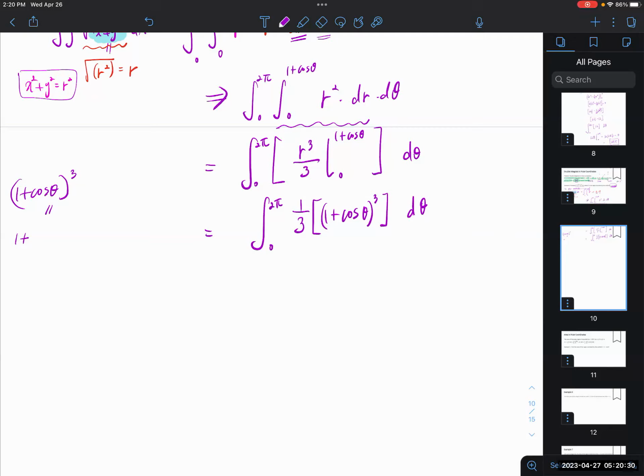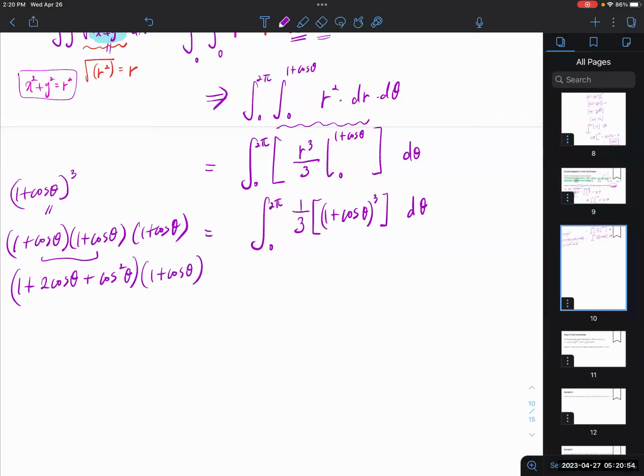It is going to be, let me just multiply 3 times actually. I know it's a little bit of work, but (1 plus cosine theta), (1 plus cosine theta), (1 plus cosine theta). So 1 plus 2 cosine theta plus cosine squared theta, that's the first 2 multiplication. And another, I'm going to multiply one more time. So (1 plus 2 cosine theta plus cosine squared theta) times (1 plus cosine theta). I'm just using the distributive property, plus 2 cosine squared theta, plus cosine cubed theta.